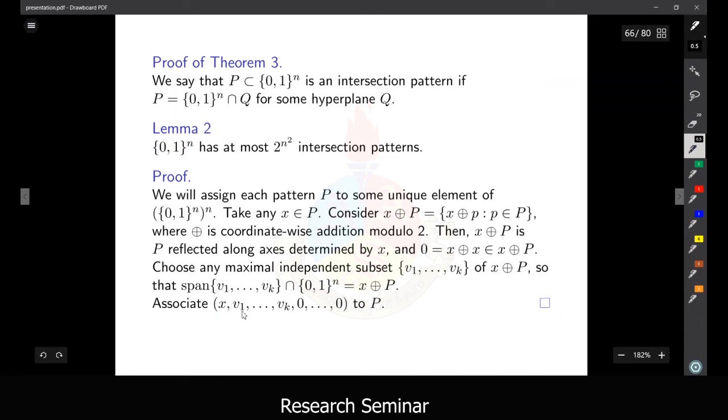And why is this a good association? Because if we have vectors from v1 to vk, then we can reconstruct how x plus P looks like. And then by applying one additional addition of x, we will reconstruct the pattern P. So if you are given such a set of vectors, then you can reconstruct the pattern. Okay, so this proof could look a bit crude, it wasn't very sophisticated, but actually the actual number of intersection patterns is really close to what we just proved. It is just a difference of some small factor in the n squared.